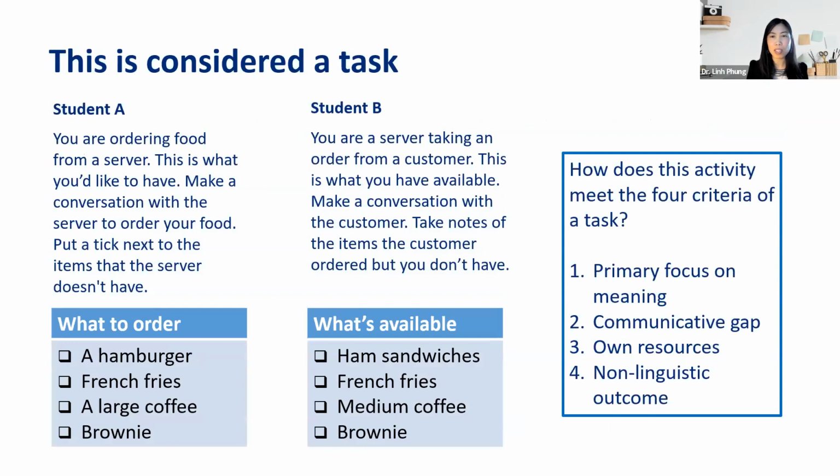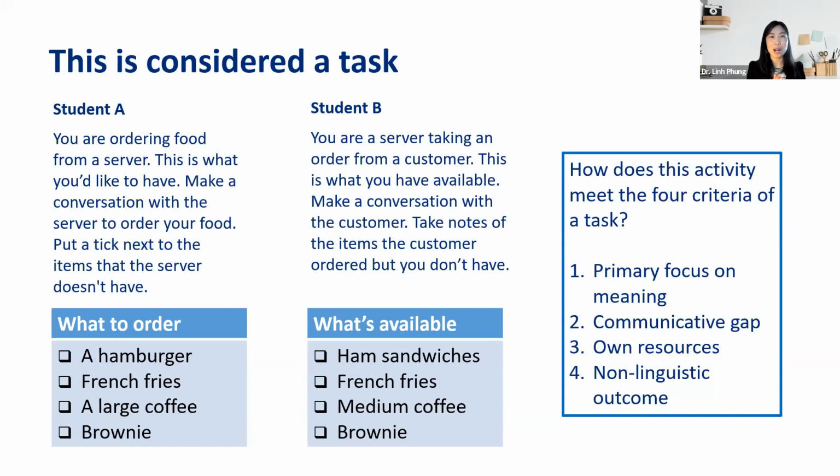And let's look at the task materials here. Student A, you are ordering food from a server. This is what you'd like to have. Make a conversation with the server to order your food. Put a tick next to the items that the server doesn't have, something that she cannot order or he cannot order, right? Student B, you are a server taking an order from a customer. This is what you have available. Make a conversation with the customer, take notes of the items the customer ordered, but you don't have.